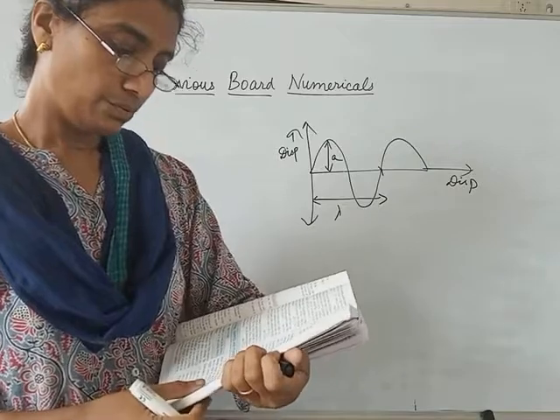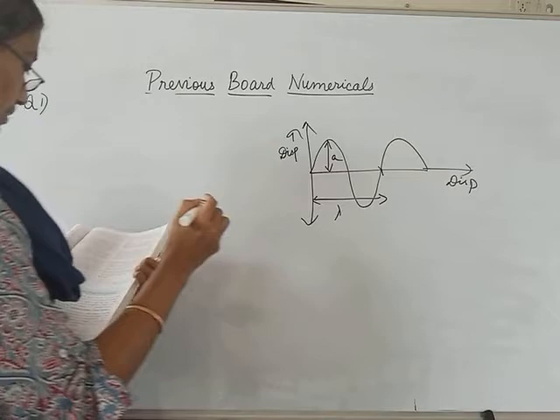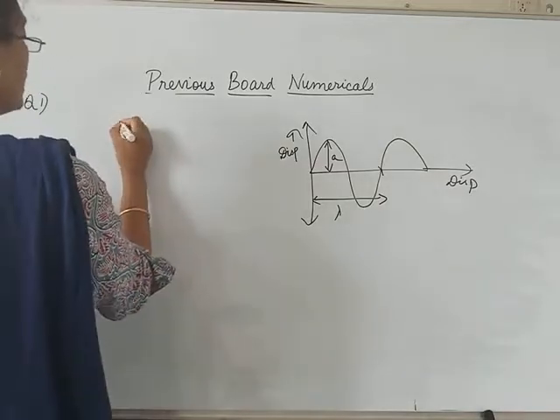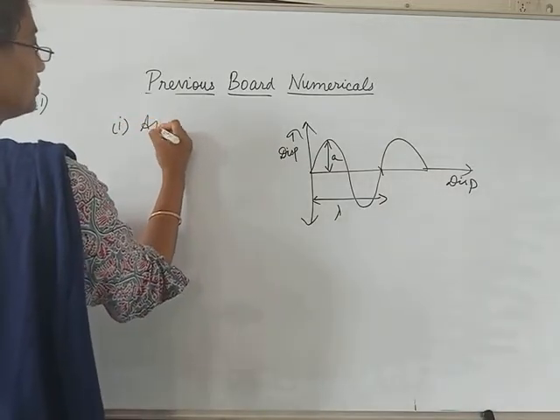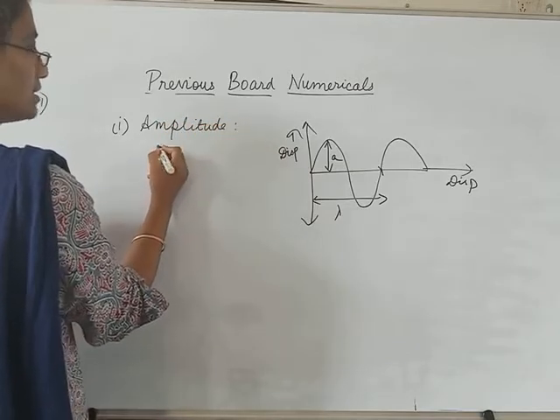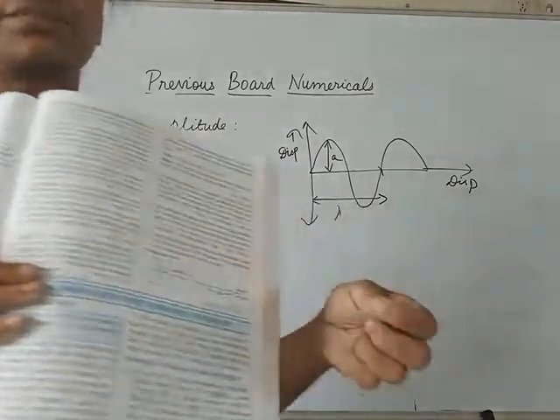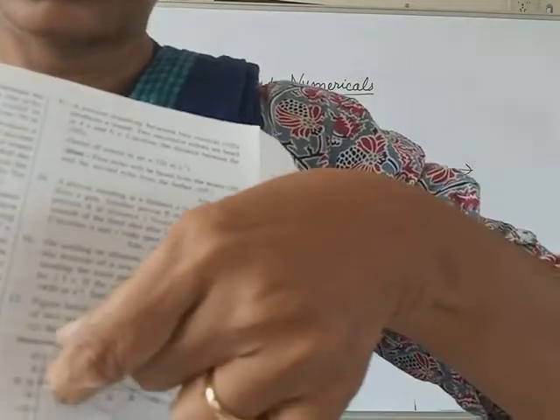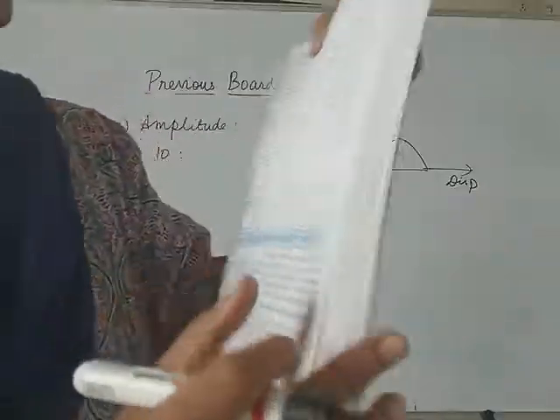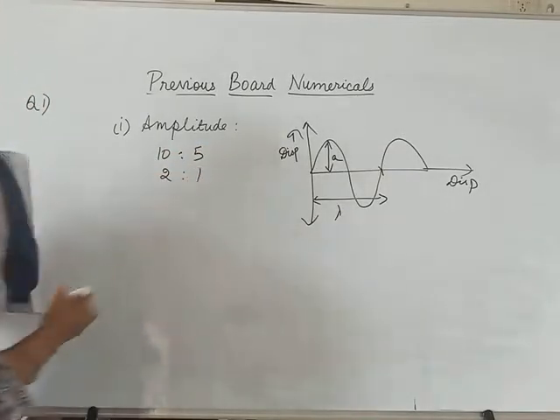Now, wave A's amplitude is 10. They have asked you to compare the amplitude. So when you compare the amplitude, wave A's is 10 is to wave B, that you have to see from the diagram, children. You see this height, this is the amplitude. For A it is 10 and for B it is 5. Hope you can see this. So 10 is to 5, that is 2 is to 1.